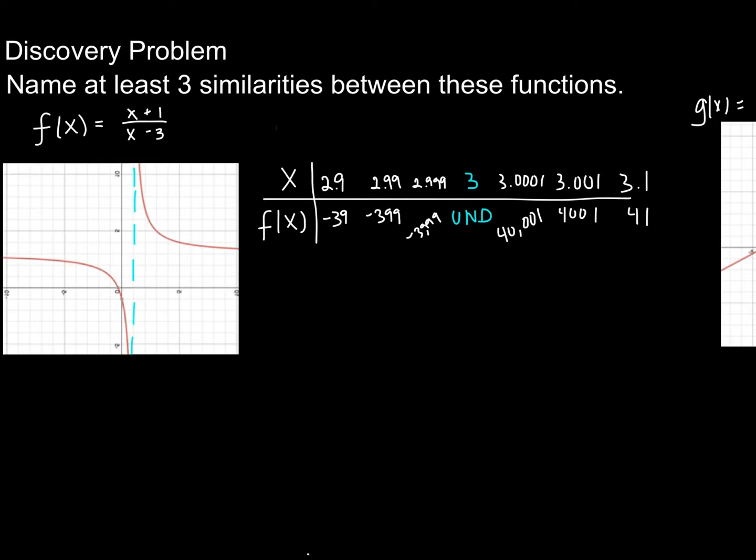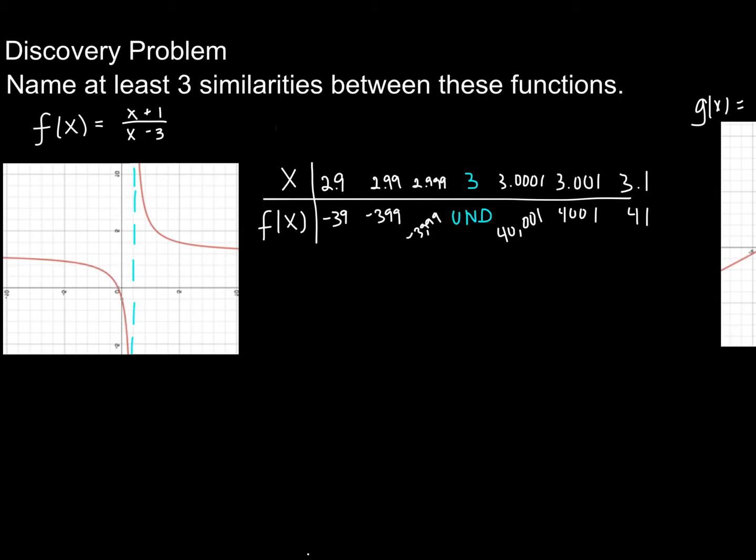Because the x values were getting closer and closer to 3, our numerator was staying pretty close to 4. But the denominators were getting smaller and smaller. As we approach from the left side, when we put in 2.9999, we got a very small negative number. So we had some positive number divided by a small negative number, which gave us a very big negative number.